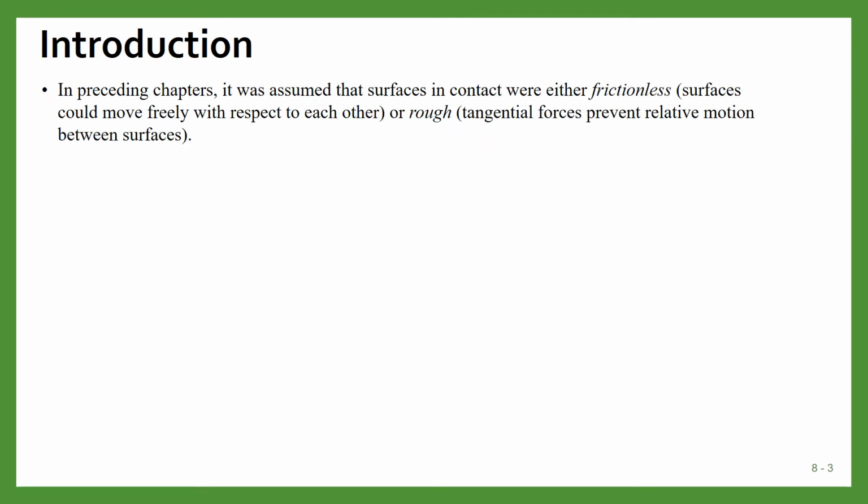Now let us introduce friction. In previous chapters of mechanics, we assumed that the surfaces were either frictionless or rough. When the surfaces are frictionless, the surfaces can move freely with respect to each other, and when they are rough, tangential forces prevent relative motion between surfaces.